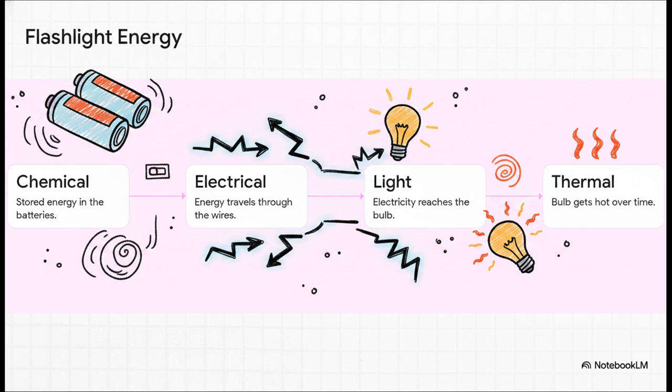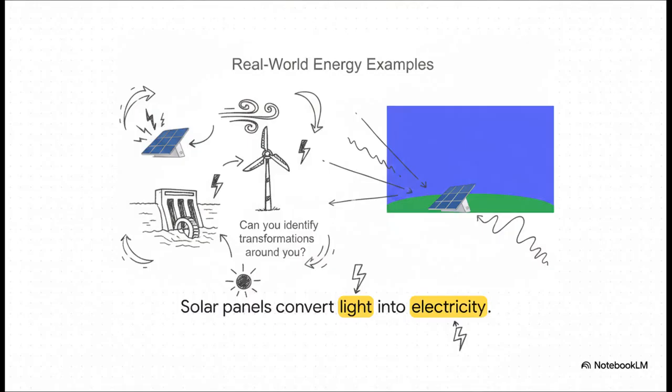In step 4, if you leave that flashlight on long enough, you'll notice the bulb gets hot. That means the light energy is also transforming into thermal energy. One simple everyday device, but 4 distinct energy transformations. And you see these real-world transformations everywhere you look. A solar panel takes light energy from the sun and actively converts it right into electrical energy for our homes.